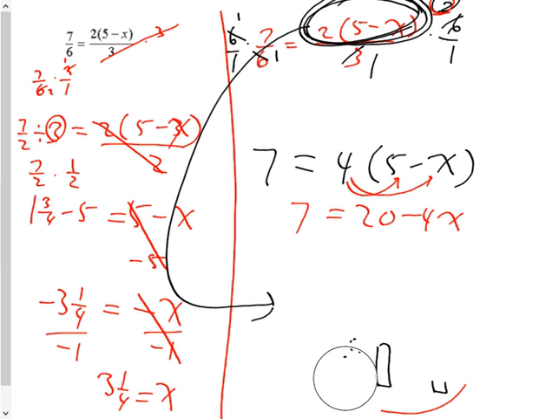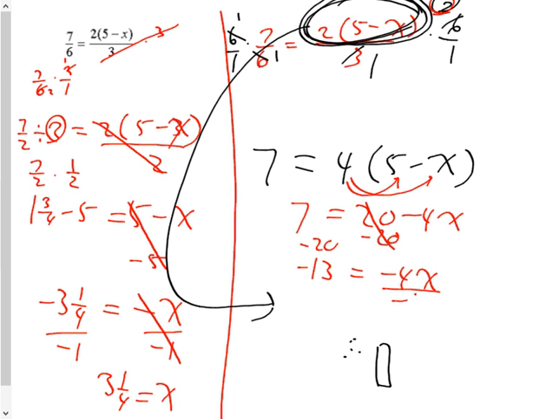And once we have that, we will subtract 20 from both sides. Negative 4x equals negative 13. And divide both sides by negative 4. And x will equal 3 1/4. Same answer.